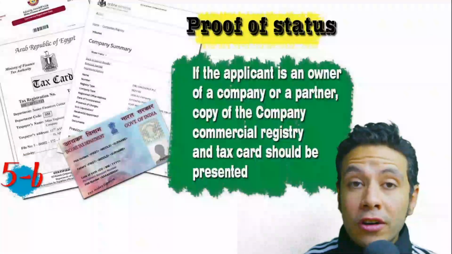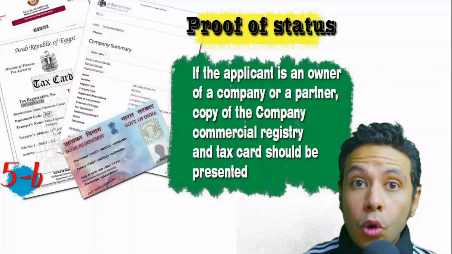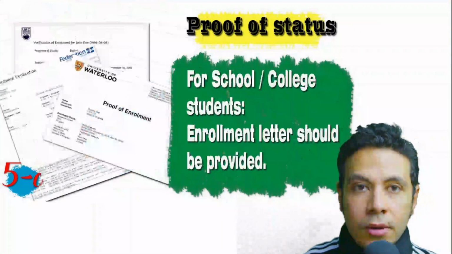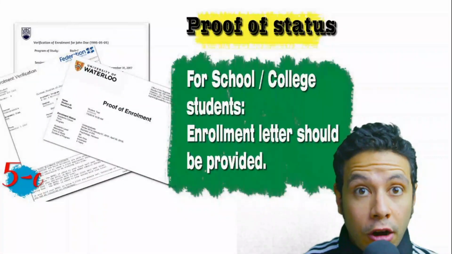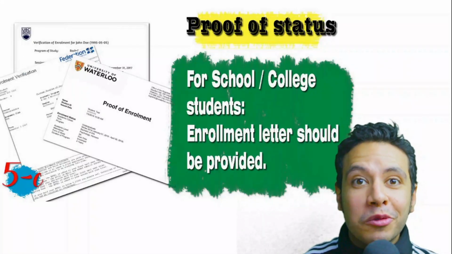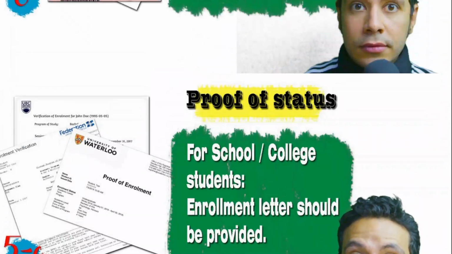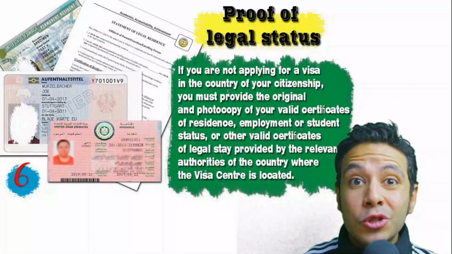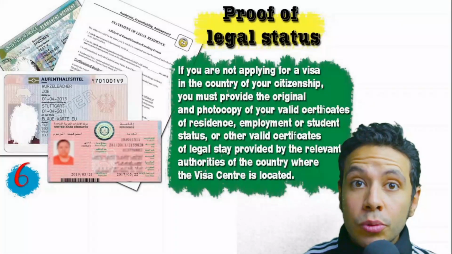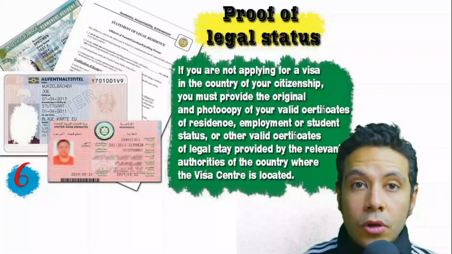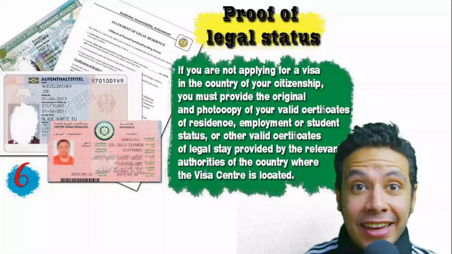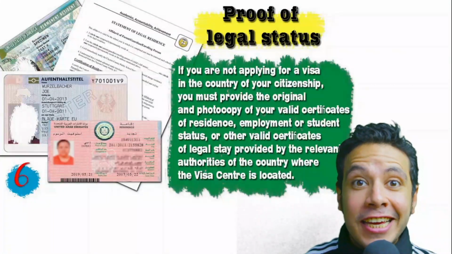But in case you are the owner of the company or you run your own business, then your commercial registry and your tax card must be presented. But if you are a student in a school or a college, an enrollment letter should be provided from your university or your school. In certain cases, you might be applying from a country different than your own country. At that moment, you will need to provide a proof of legal status, which is a certificate of legal residence in this country. And in some cases, a valid residence visa for this country can also be accepted.